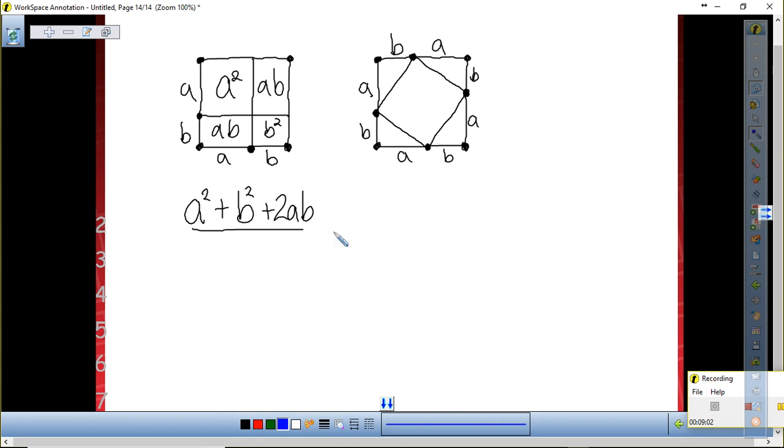Danny, what would you label this piece? 1 half AB. Hands if you agree with that. Yes, because it's half of a rectangle, right? Therefore, if that's 1 half AB, what are all these other pieces also? 1 half AB, 1 half AB, 1 half AB. Okay, so we got that.